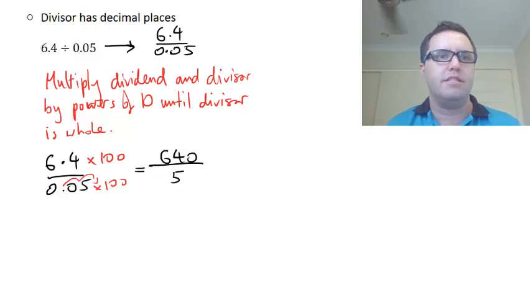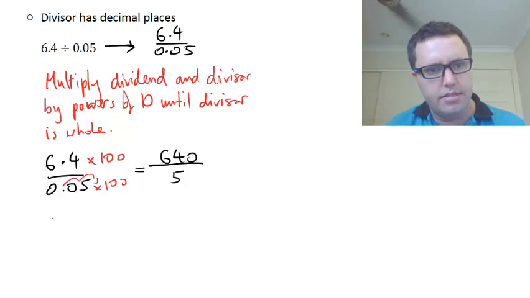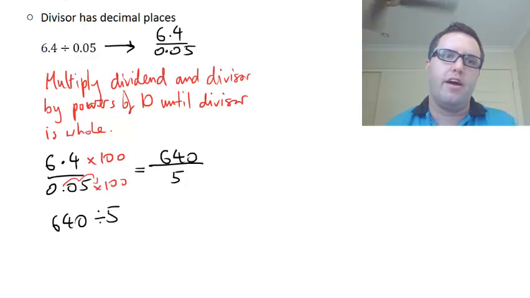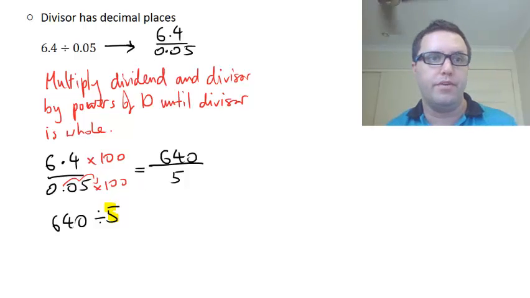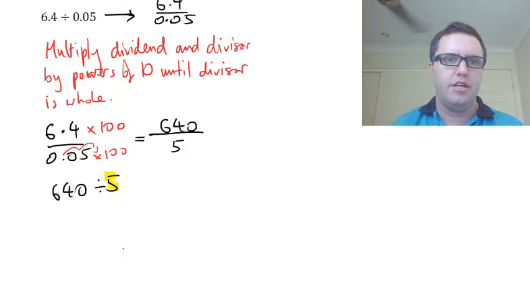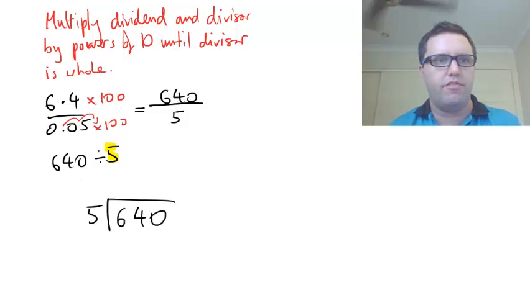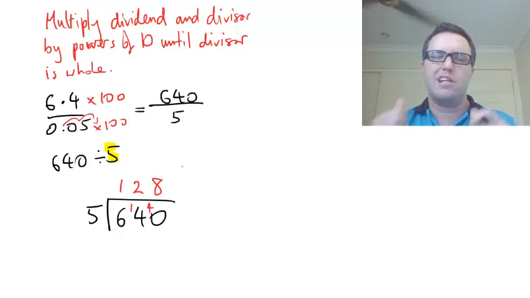So our new division that we're going to carry out is 640 divided by 5. Now our divisor is a whole number, so we can go ahead with it. We're just going to set it up in our division algorithm as normal. 640 divided by 5. 5 into 6 is 1, remainder 1, 5 into 14, we have 2, remainder 4, 5 into 40, we have 8, done.